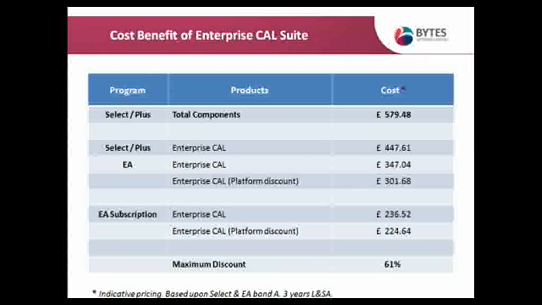£347.04, and again the platform discount, so we're taking not just the enterprise cal, we're taking Office Professional Plus and an operating system, that comes then down to £301. Again, replicating with the enterprise subscription, you can look at a maximum discount over buying the components separately. If you license under an enterprise subscription agreement, under a platform SKU, you could look at there being a maximum of 61% discount.